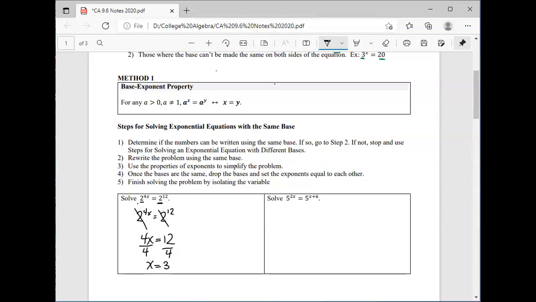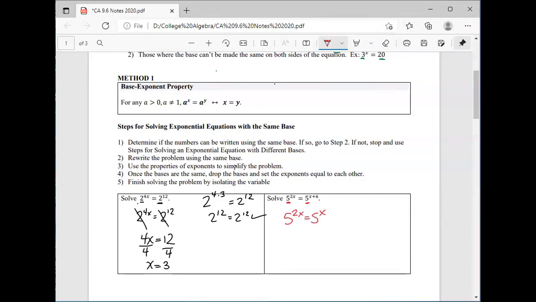Okay, so if you go back and check that, if you plugged in 3 right here for x, you would get 2 to the 4 times 3 is equal to 2 to the 12th. Is that true? Yeah, because 2 to the 12th is equal to 2 to the 12th. So it's true. When the bases are the same, those are the easiest type of problems to work because you just drop the bases. So in other words, this is a 5 for my base and this is a 5 for my base.